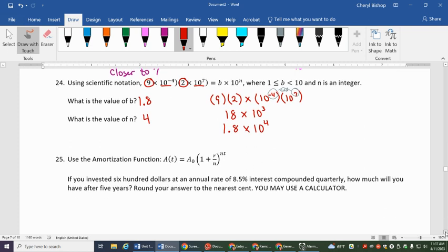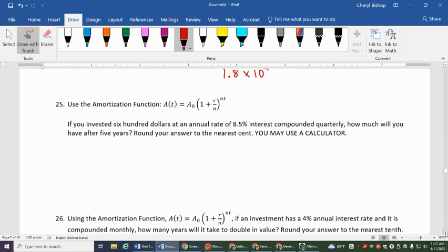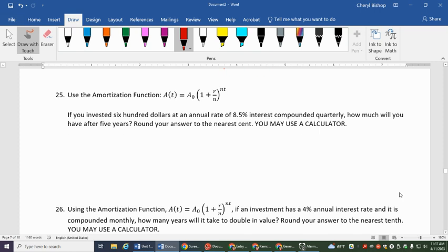Amortization, it says you may use a calculator. Yay! I like that you all participated in my cheering. Okay, so remember what I like to do. When they give me a formula, I like to organize my data. So I've got A sub 0, I've got R, I've got N, and I've got T.